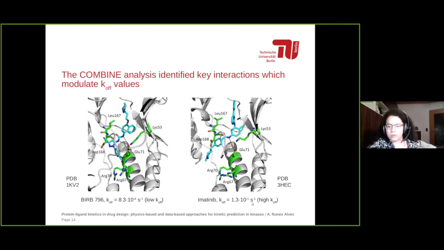It has a high K-off or a short residence time. And what I'm showing you here in green are key interactions that were identified in the combined analysis, which had a high weight, meaning that they are probably important to understand the K-off values. If we compare these two ligands, what characterizes a good drug, or a drug with a low K-off value, is that we usually have two hydrogen bonds with this glutamate 71, and hydrophobic interactions with this lysine 53, and hydrophobic interactions in this pocket here made by these three residues: glutamate 71, arginine 67, and arginine 70.